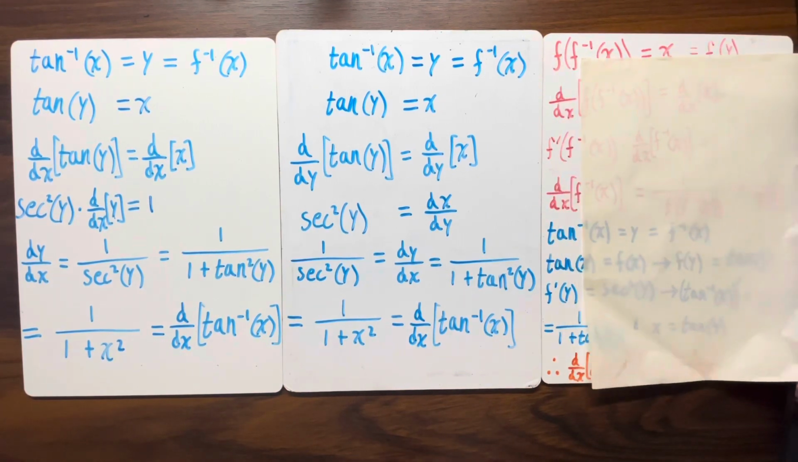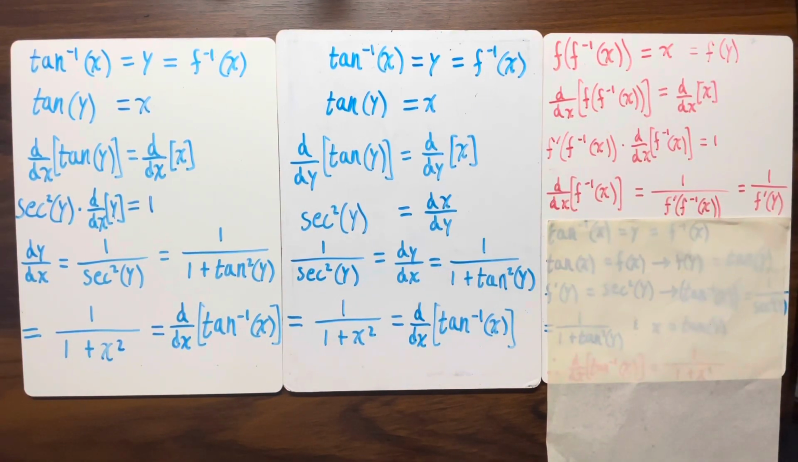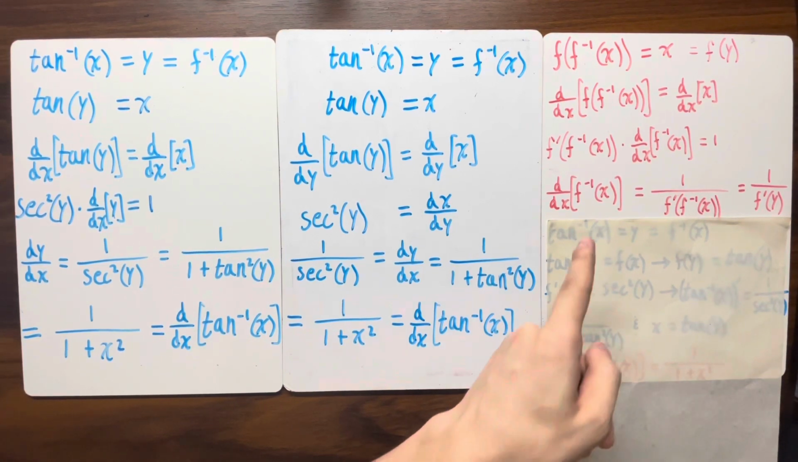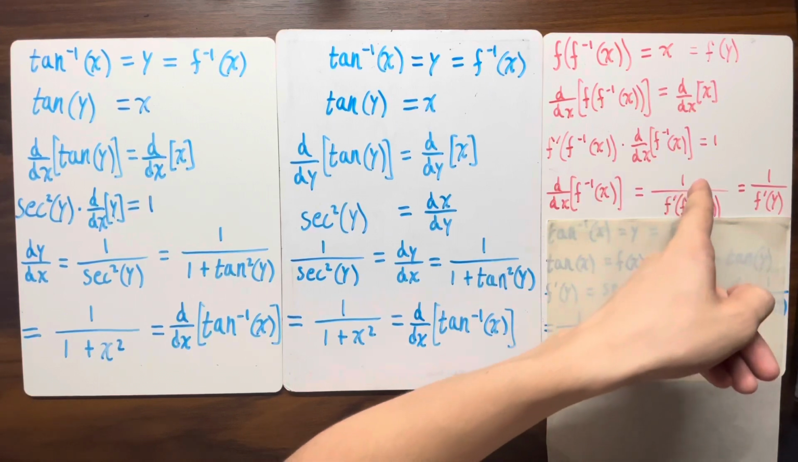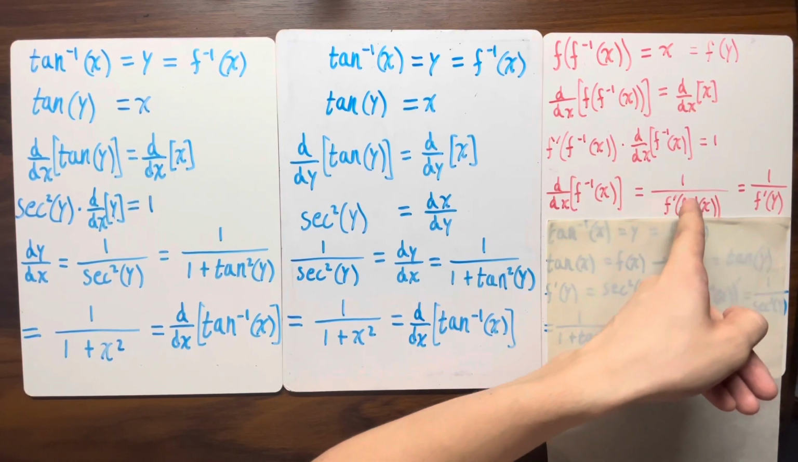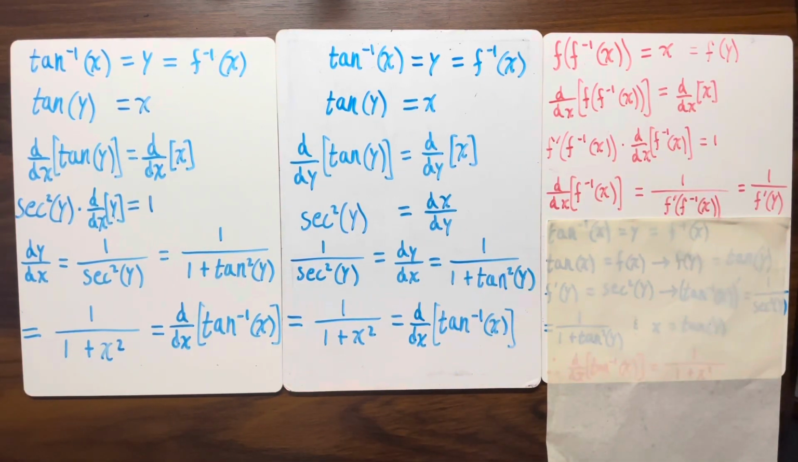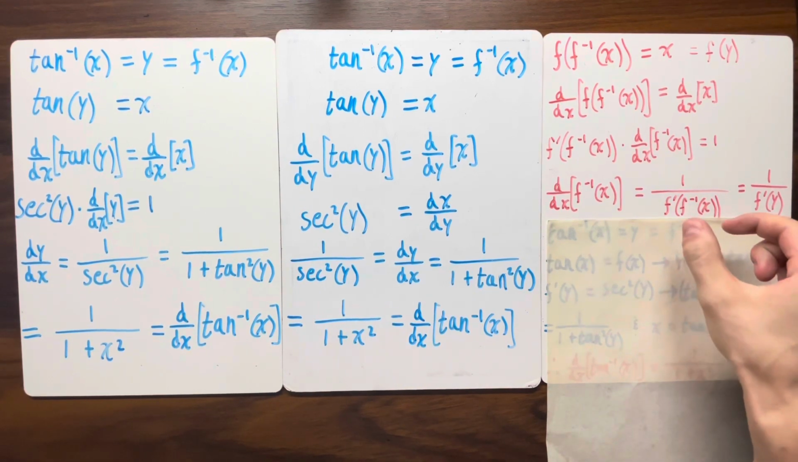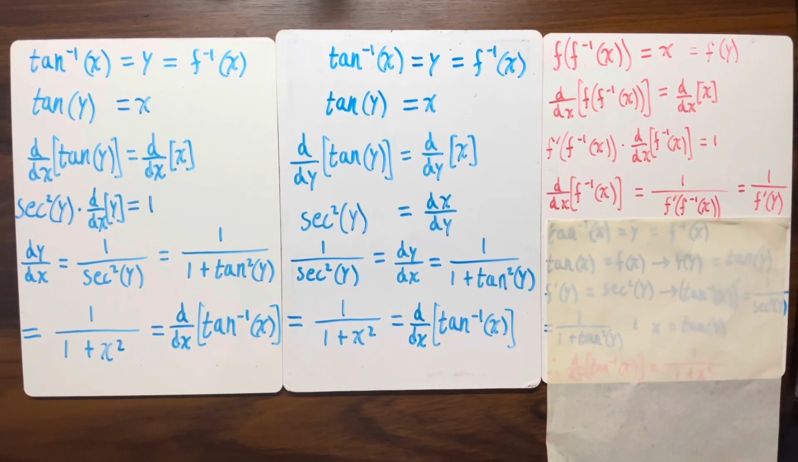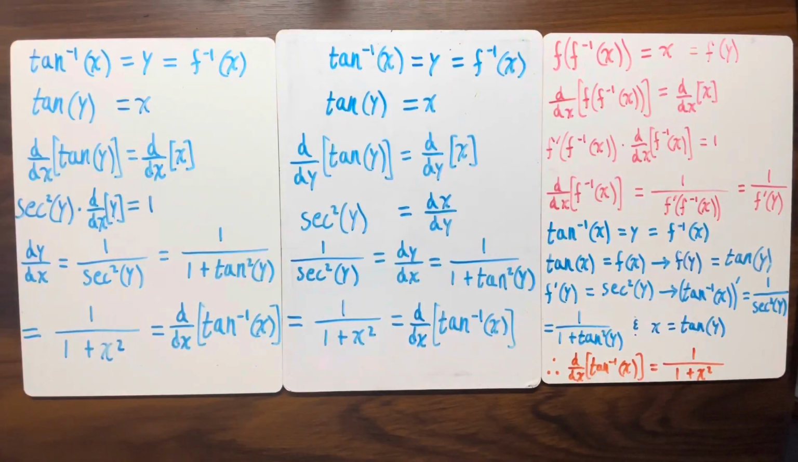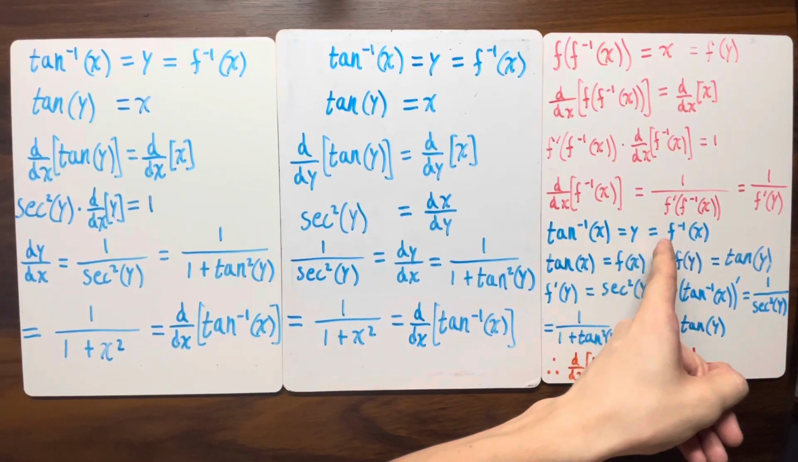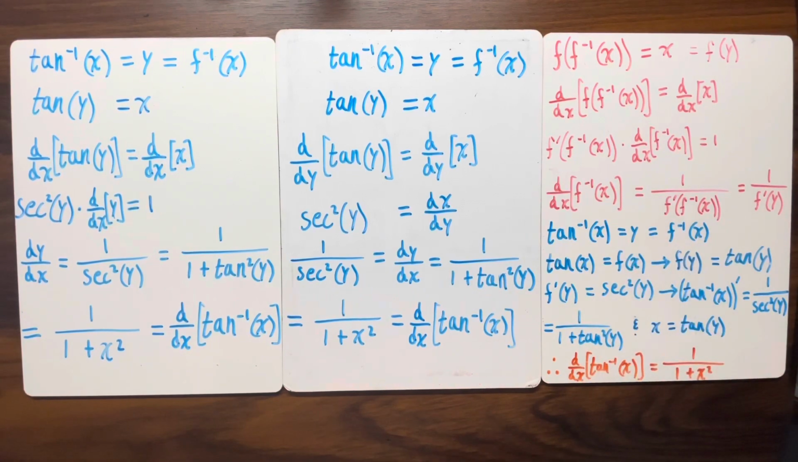Now let's say we want to use this formula here, the inverse function theorem for derivatives. We know that we can find the derivative of an inverse function by simply doing 1 divided by f prime of the original function, plugging in the inverse function. And of course, that inverse function is usually just called y. So let's try doing that. The same thing, tangent inverse of x is equal to y, and we say that y is equal to that inverse function.